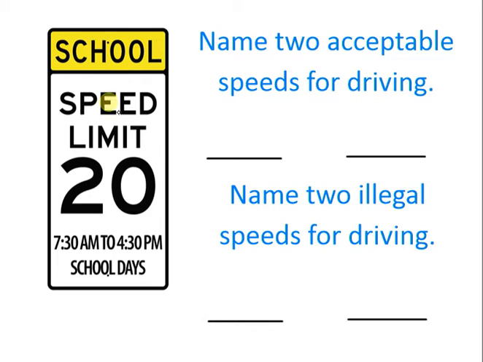Okay, so here's a speed limit sign for a school zone. It says school speed limit 20 miles. So name two acceptable speeds for driving. So based on the speed limit sign, what are two appropriate speeds for driving? Well, one appropriate speed for driving could be 16 miles per hour, and another could be 18 miles per hour. Okay? Both of those fall below 20 miles per hour. 20 miles per hour is going to be the maximum speed that you are allowed to go according to the sign.